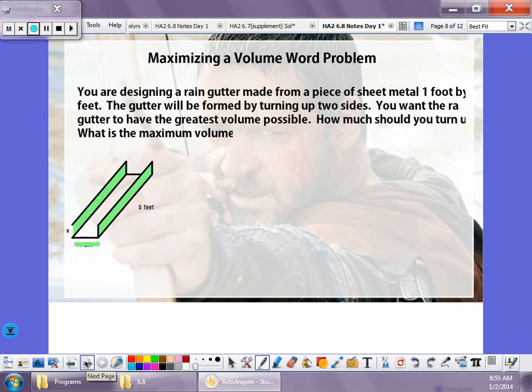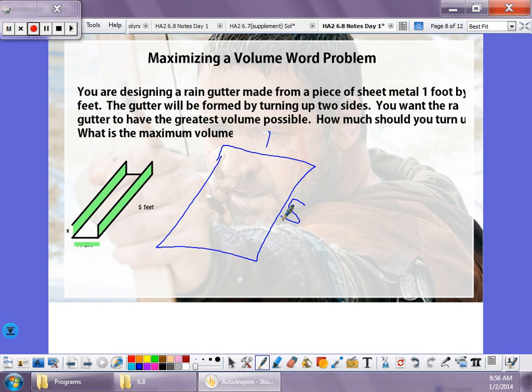All right, this is the last problem we're going to look at today. So it is a word problem, maximizing volume word problem. All right, you're designing a rain gutter. And you're making it from a piece of sheet metal. So just a piece of metal like this, that's 1 foot by 5 feet.